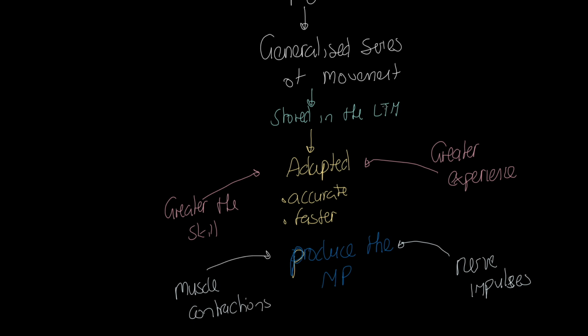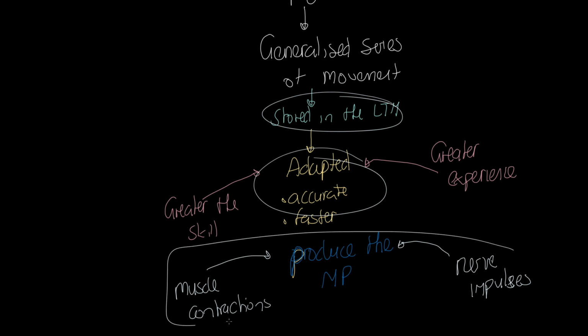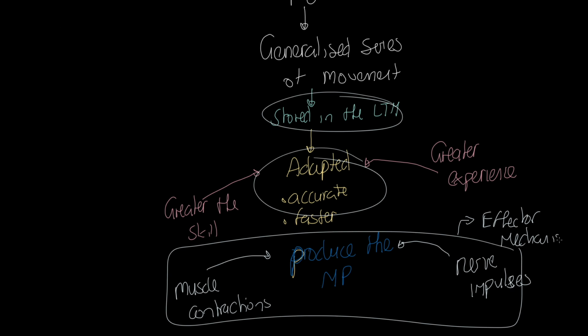How? Because we've taken our stored memory, we've adapted it, we've produced it in the actual movement, whatever the scenario dictates to us. And this combined, this notion here, this is what we call the effector mechanism, more of which in a future tutorial, the effector mechanisms. This is actually how we produce that movement, nerve impulses and muscular contractions.